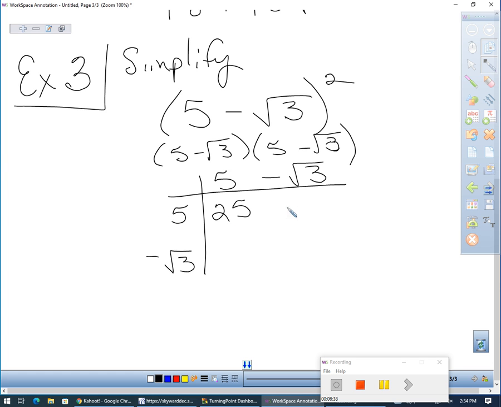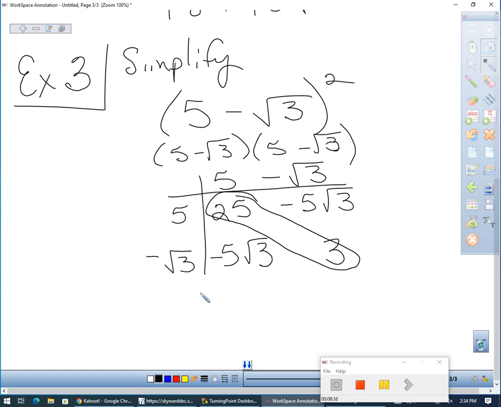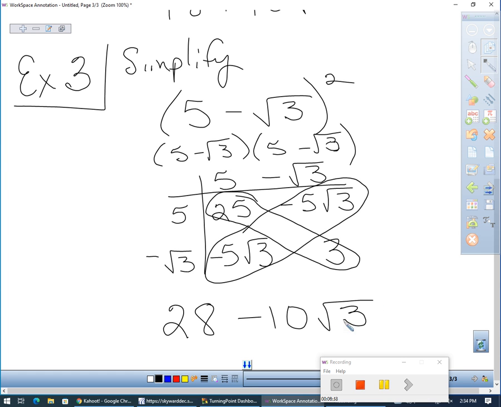5 times negative square root 3 is negative 5 square root 3. 5 times negative square root 3 is negative 5 square root 3. How about negative square root 3 times negative square root 3? 3. Very good. A negative times a negative is a positive, and square root 3 times square root 3 is 3. Now we add our diagonals. Adding this way, 25 plus 3, 28. And how about negative 5 root 3 plus negative 5 root 3? Negative 10 root 3. Perfect.